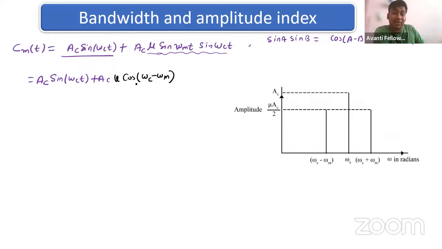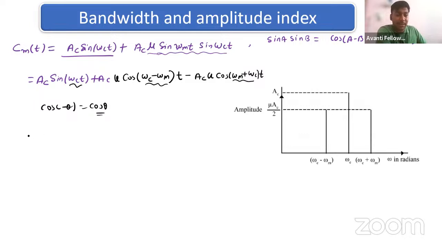That will not change our function value, because cos of minus theta is directly cos theta. We can also write this. So that will be minus of AC mu, that will be cos (omega m plus omega c) t. You can see here, we are having three types of frequency. We are having three types of frequency.